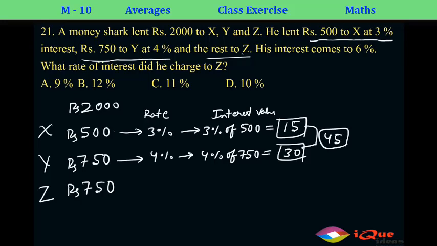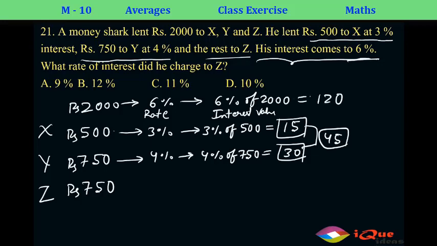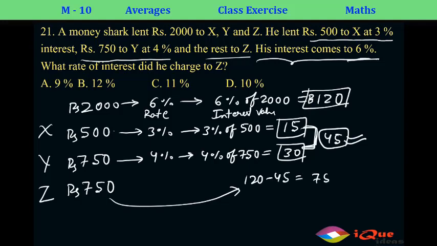Right? And the rest to Z, and the question says his interest becomes 6%. His interest is total 6%. So on total, the rate of interest is 6%. So the total interest value will be 6% of 2000. Now 6% of 2000 will be equal to 2 sixes are 12, 120 rupees. So our total interest has to be 120. And from these two, we have already calculated interest. That means the interest value on the third one has to be 120 minus 45, which is 75 rupees. So on the third one, the interest is 75 rupees.